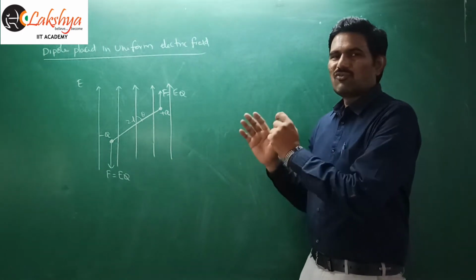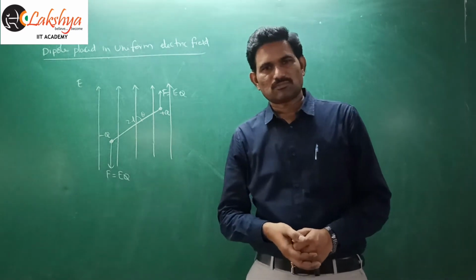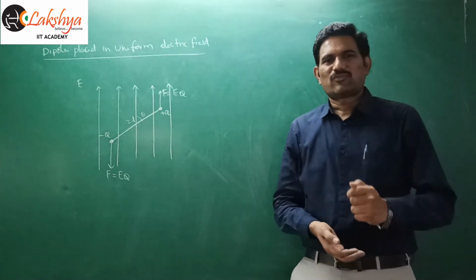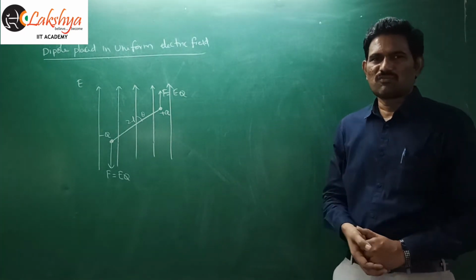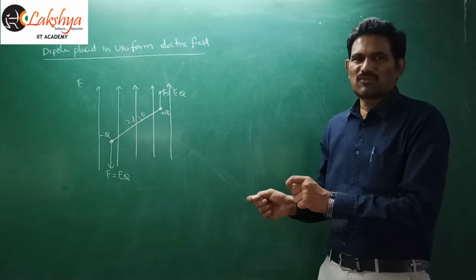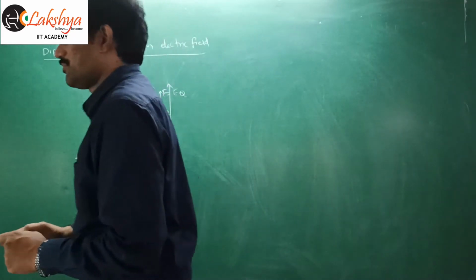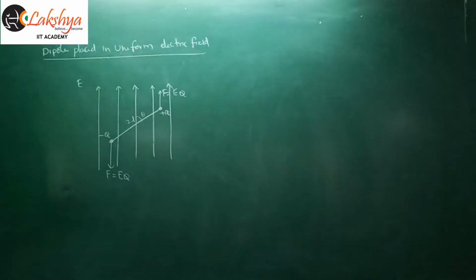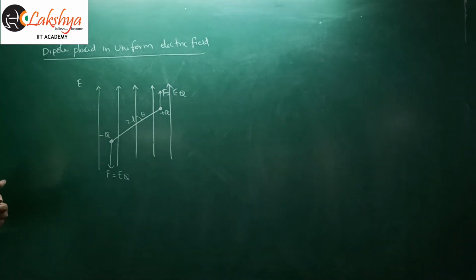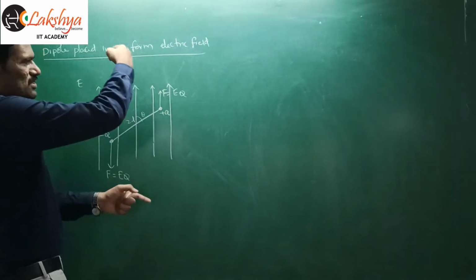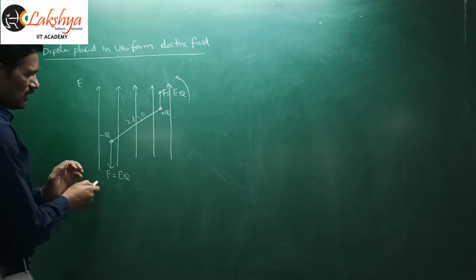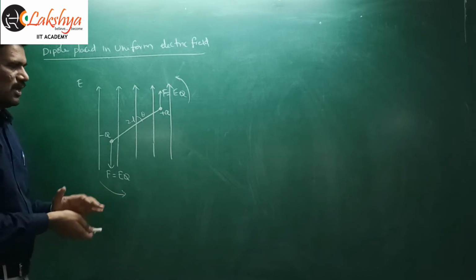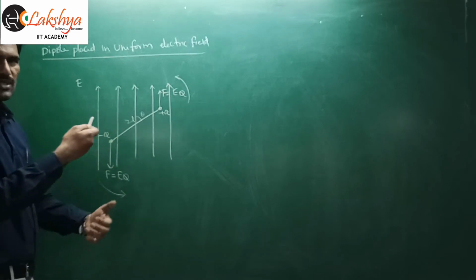So you should remember that whenever a dipole is placed in a uniform electric field, the net force acting on the dipole is 0. Always 0, whatever may be the orientation of the dipole. You should remember, in a uniform electric field, the net force is always 0. But here you can observe that these two forces will constitute a couple, because due to this force the dipole is turning in the anti-clockwise direction, and this force is also producing turning in the same direction. And so these two forces will produce a couple on this dipole.